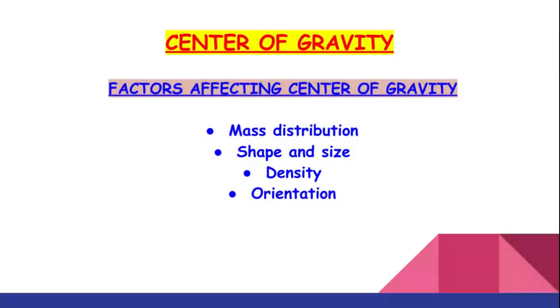Actually, we know the shape. If it is a uniform rectangular shape, okay, but if one side is rectangular and the next one projects in a cone shape, then shape and size will affect the center of gravity. Object density: if the density is high on one side and low on the other, the weight will be toward the higher density side. And orientation. These are the factors affecting the center of gravity.